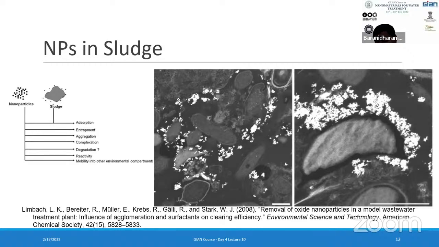In this study, they exposed cerium oxide nanoparticles to a wastewater treatment plant, and it was found that these nanoparticles get adsorbed or otherwise entrapped in the sludge. This is one such piece of evidence that nanoparticles can get into the sludge, which is a real concern for determining the toxic levels of these nanoparticles when applied to agricultural land.